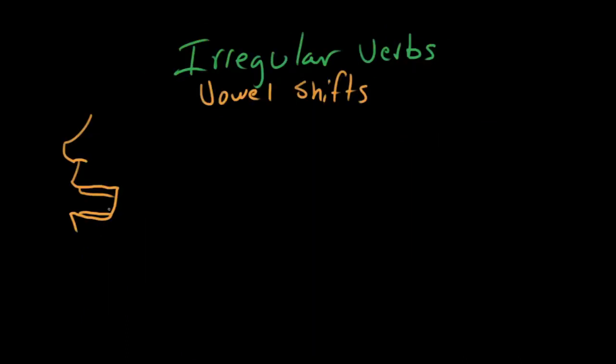Hello, grammarians. We're talking about vowel shifting in irregular verbs, which is going to sound a little weird, but bear with me. To review what a vowel is super quick. A vowel is any sound that your mouth can make while your tongue isn't touching your lips or your teeth or the roof of your mouth, basically.